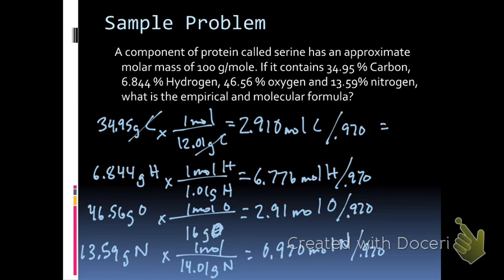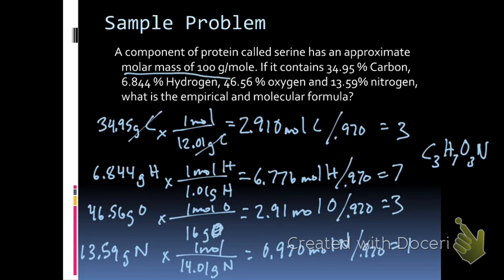So 2.910 divided by 0.970 gives you 3. This is 1, right? 6.776 divided by 0.970 gives you about 7. 2.91, well, we know this is about 3. All right, so we have to figure out the empirical formula, right? The empirical formula is C3H7O3N.